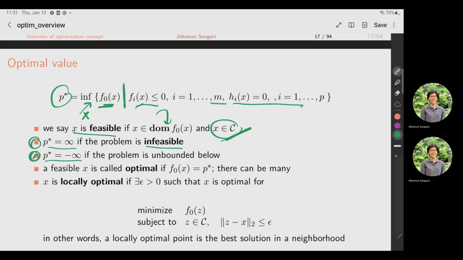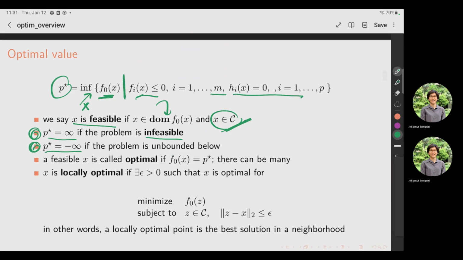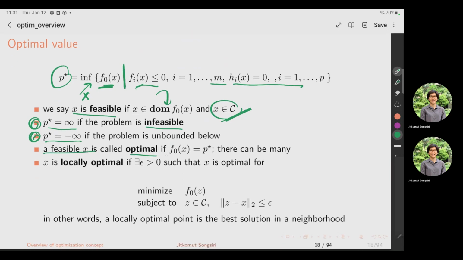Also, you don't want to solve a problem that is infeasible, because you cannot even find an x that satisfies the constraint. It doesn't make sense to even optimize it, right? Then a feasible x is called optimal when that choice of x gives you the function value equal to p star. And that x is called optimal, with the note that there can be many optimal points. An optimal point doesn't have to be unique.